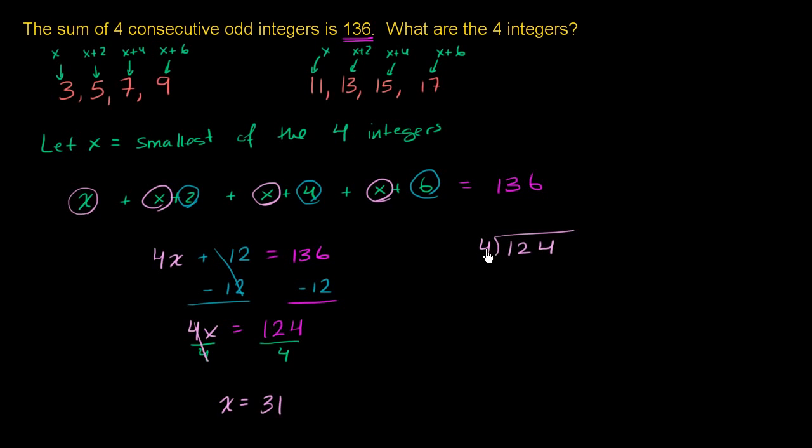4 goes into 124. 4 doesn't go into 1. 4 goes into 12 3 times. 3 times 4 is 12. You subtract, bring down the next 4. 4 goes into 4 one time. You get no remainder. So x is equal to 31. x is the smallest of the four integers. So x is 31, x plus 2 is going to be 33, x plus 4 is going to be 35, and x plus 6 is going to be 37. So our four consecutive odd integers are 31, 33, 35, and 37.